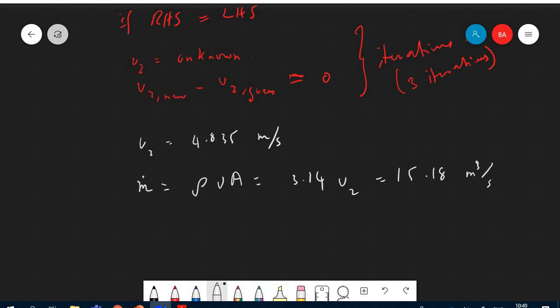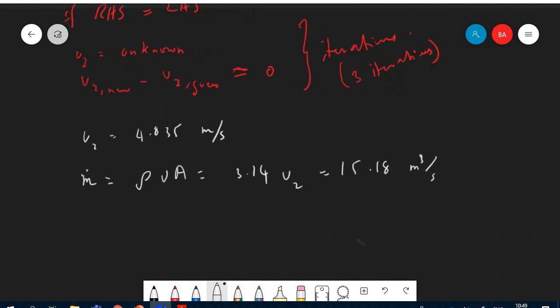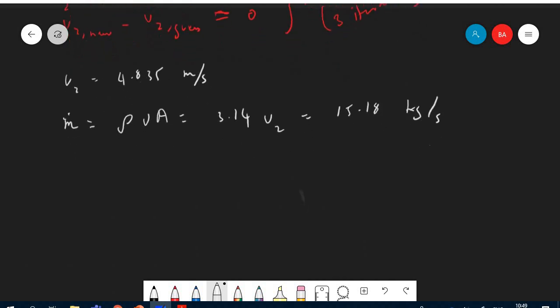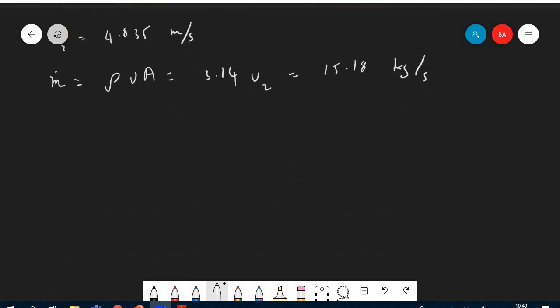And of course you can now multiply this by the density, and the density was about, so that is not m dot. Oh no, that's directly m dot. I already have it. So that will be kilograms per second: 15.18 kilograms per second. So that is the solution of what we were searching for, and this was the way we calculate the mass flow rate if we had a leak between these 2 points.